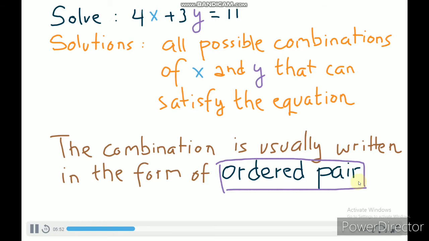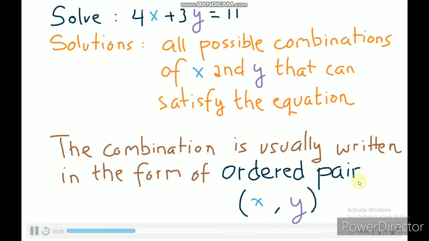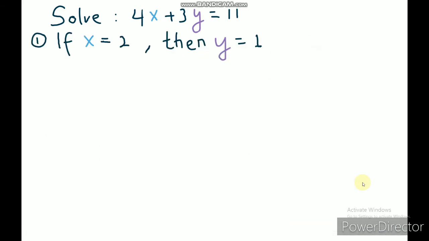And what does the ordered pair look like? It's like this. It begins with a parenthesis, and usually if we involve x and y, we begin with the value of x first, followed by the y as its combination. Okay, so let me show you how to find it.